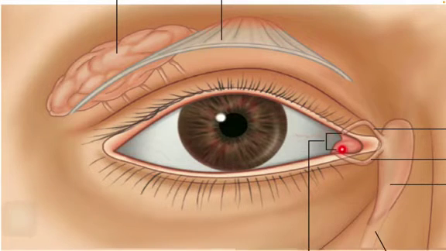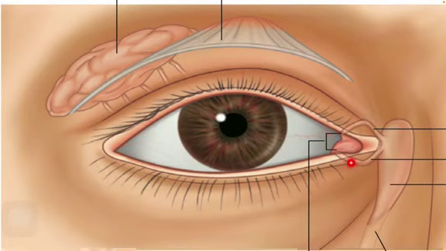Now moving onward to the next structure, that is the puncta. Here you can see a small opening through which this fluid enters into the canaliculus. So here is the puncta, and from here the fluid enters into the canaliculus. Now what is actually the canaliculus? Canaliculus is a small channel which is about 1 centimeter in length, and it drains the fluid to the lacrimal sac. There are two canaliculi, the superior and the inferior.